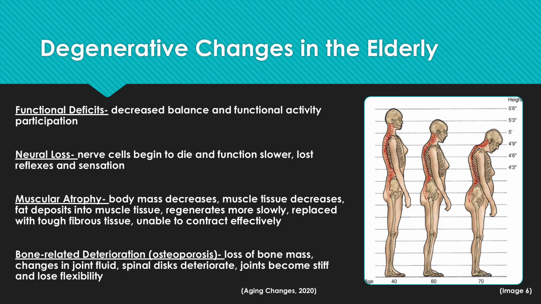This is because the body mass decreases largely due to muscle tension decreases. Fat deposits will begin to develop in muscle tissue, and muscle tissue begins to regenerate much more slowly. Tissue regeneration is often replaced with tough fibrous tissue, which makes normal muscle contraction ineffective. The skeletal system also undergoes changes as bone mineral absorption begins to decrease. Bone mass also decreases. There are changes occurring in the joints as well. Joint fluids begin to disappear, articular cartilage and spinal discs begin to deteriorate, and osteoporosis forms.